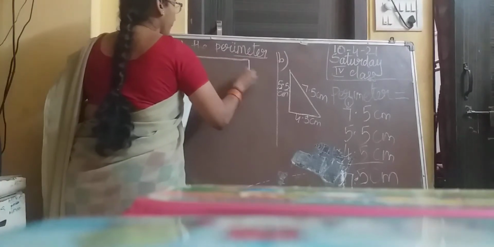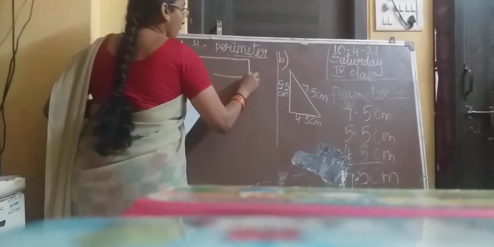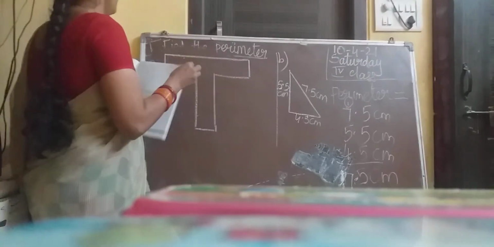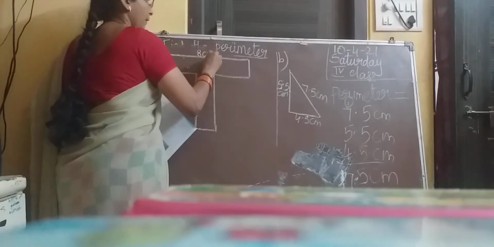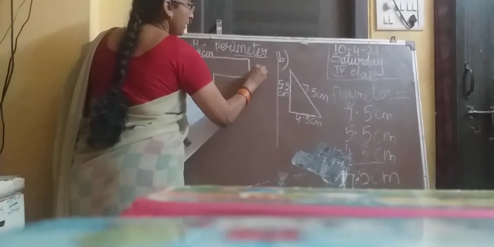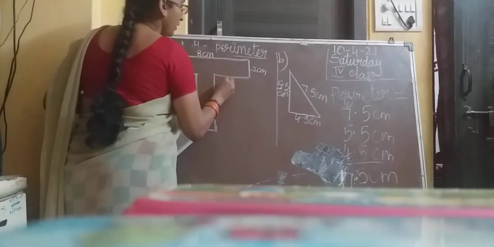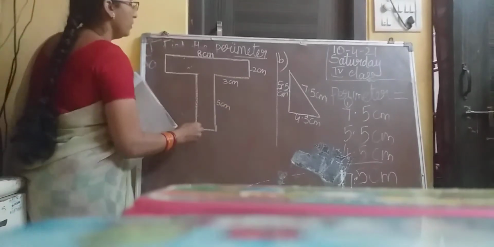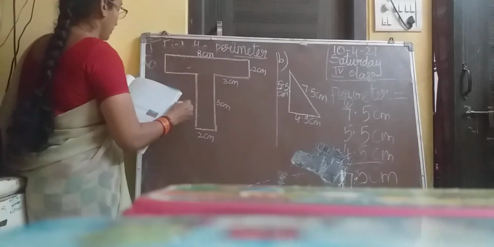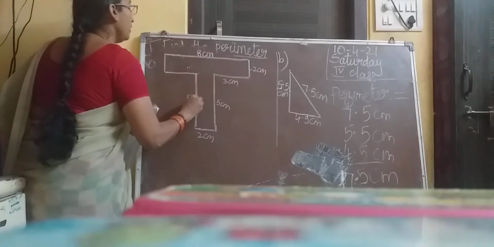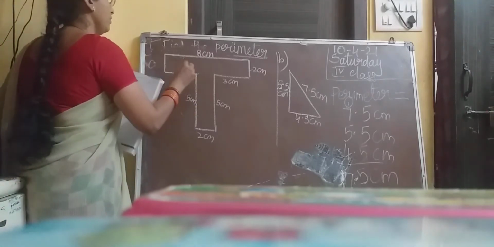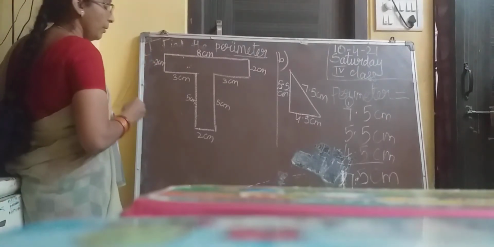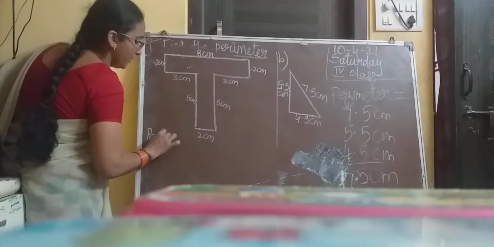Like this. This is 8 centimeters. This is 2 centimeters. And this is 3 centimeters. This is 5 centimeters. This is 2 centimeters. This is again 5 centimeters. This is 3 centimeters, 2 centimeters. Okay children, now perimeter is equal to, we have to add all these.